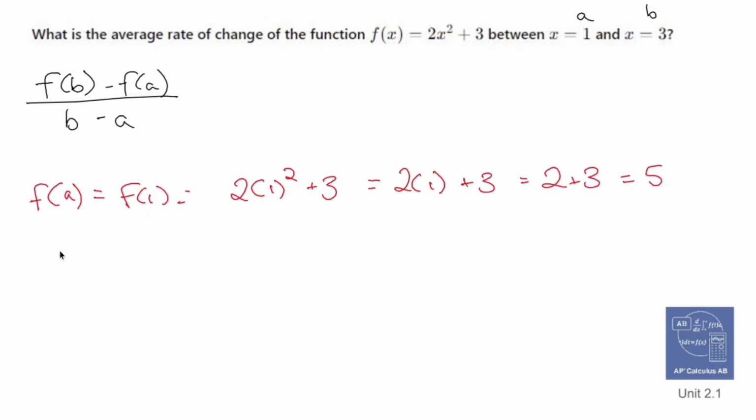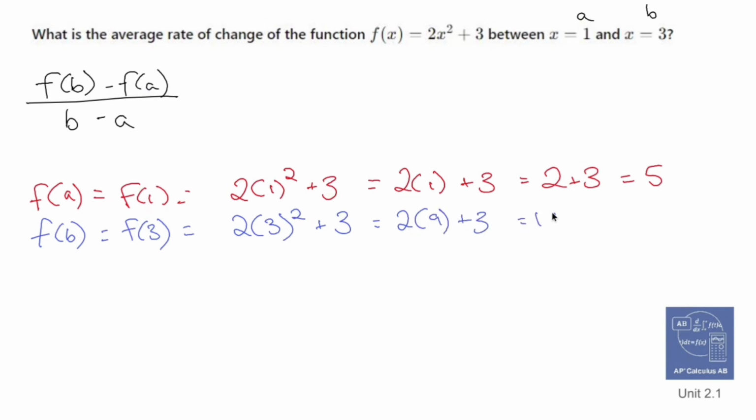f of b is going to have me replace every x with a 3. So that's going to be f of 3 equals 2 times 3 squared plus 3. PEMDAS says 3 squared first. 2 times 3 squared is 2 times 9 plus 3. 2 times 9 is 18. And 18 plus 3 is 21. So let's plug all that stuff in.